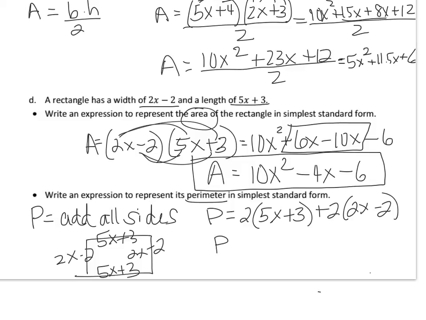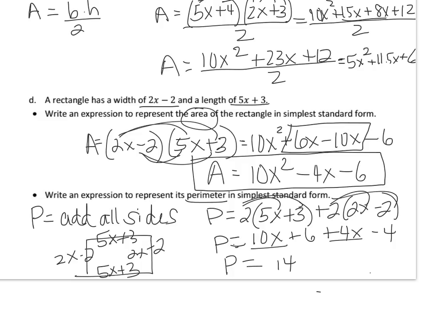In its most simplified form, we would have to distribute. 2 times 5x is 10x. 2 times 3 is 6. 2 times 2x is 4x. And 2 times negative 2 is negative 4. Combining like terms, 10x plus 4x is 14x. And 6 minus 4 is 2. There's your perimeter in its most simplified form.